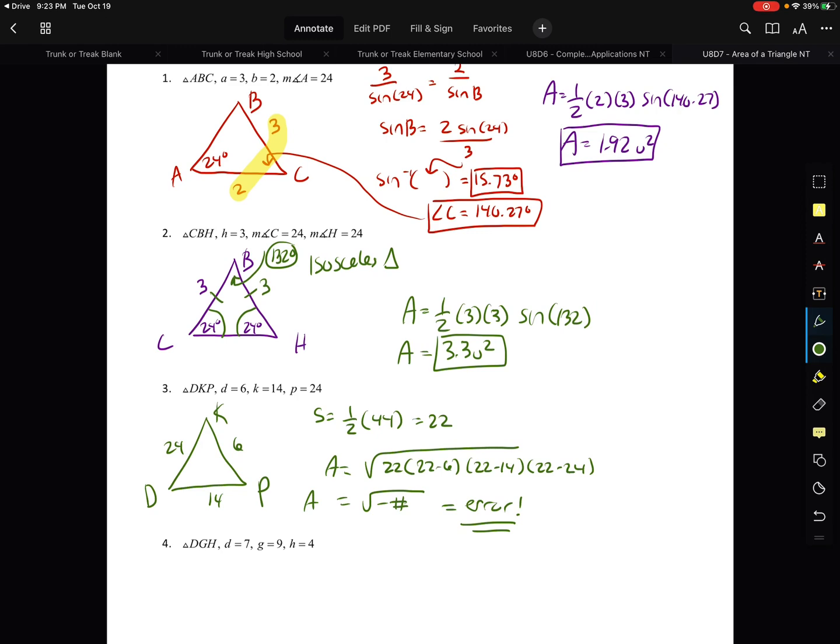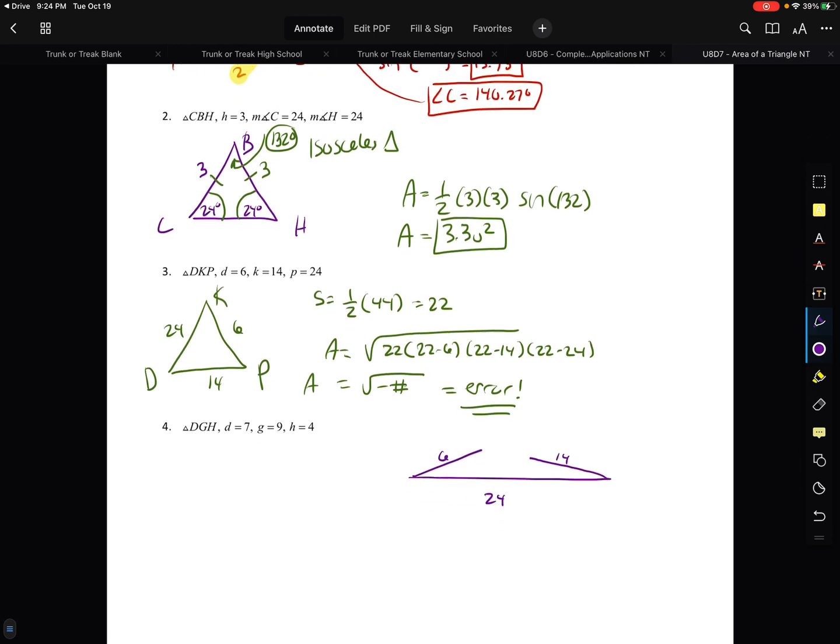Alright, why is it telling us error? The issue is this. This is not a triangle. If we have a setup where we have a length of 24, we have a length of 6, we have a length of 14, it is physically impossible for this to connect to make a triangle. 6 plus 14 is 20, it's not greater than 24. So we didn't pick up on it right away, but the calculator could tell no way is this going to happen, because to be a triangle, the two smaller sides must add to be larger than the largest side.